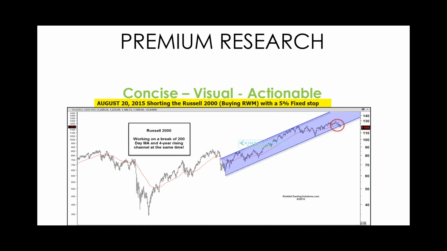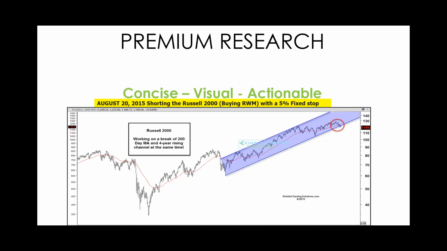I'm not sure why, but there's a long channel at least for several years there, and you could see how it broke. And when it broke, we took some action on August 20th. And if you look back, some of the worst days, couple days that the market had were just after that. I think 24th might have been one of the worst. And we put a 5% fixed stop on that.